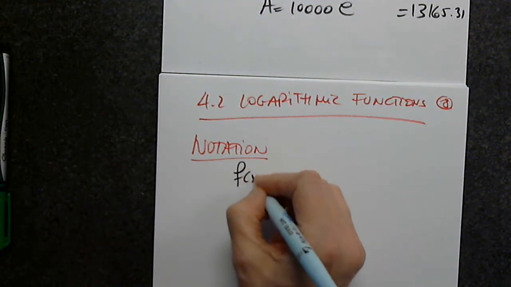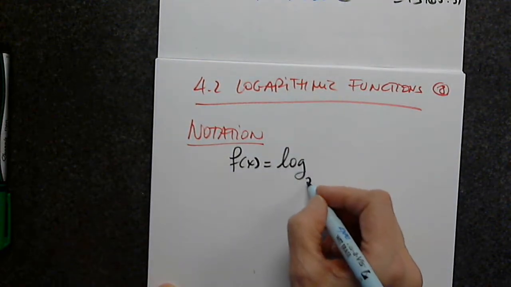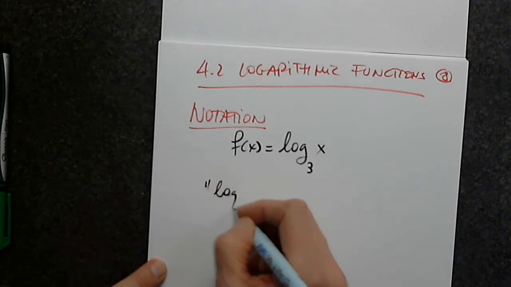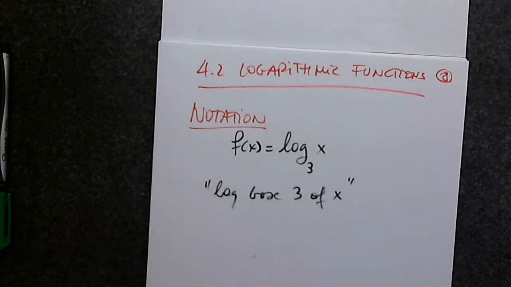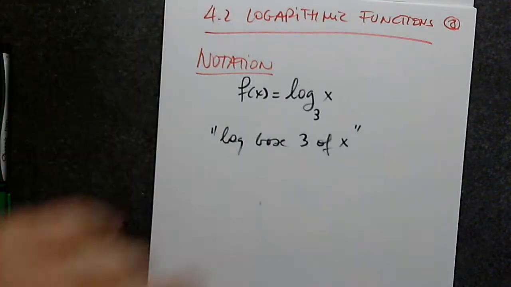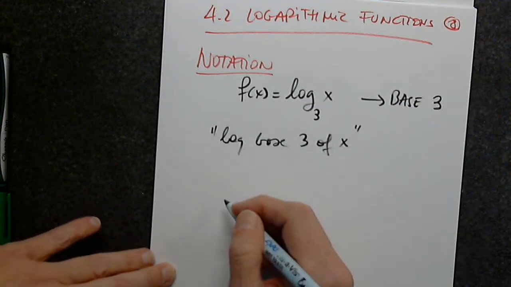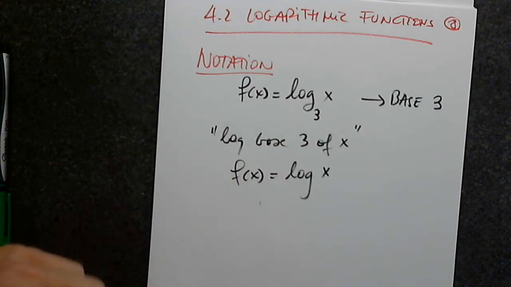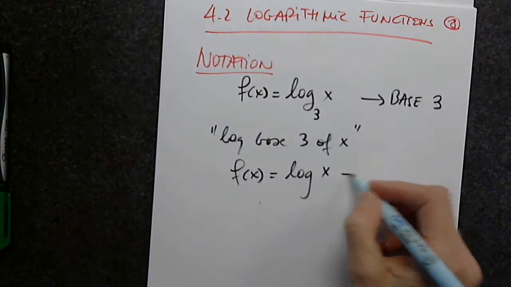So f of x equals log base 3 of x. I chose 3. So how do we read this? Log base 3 of x. So what is the base here? Perfect. Here's another option. f of x equals log x. And you could say, what about the base? The base is not there. When there is no base, the base will be 10.